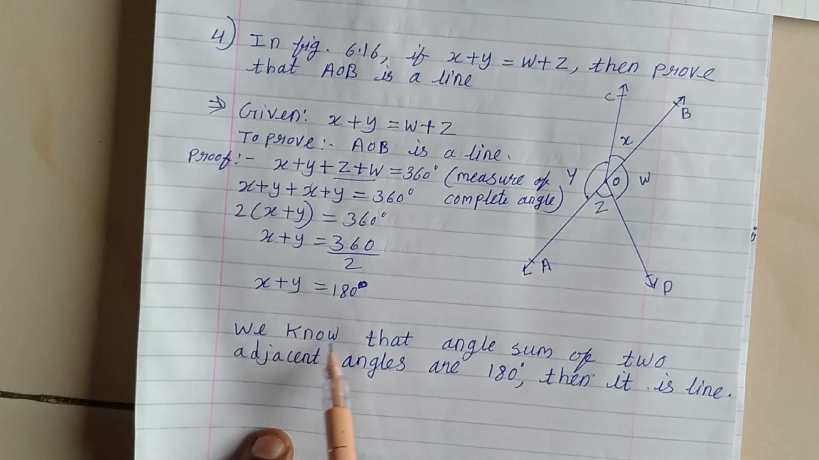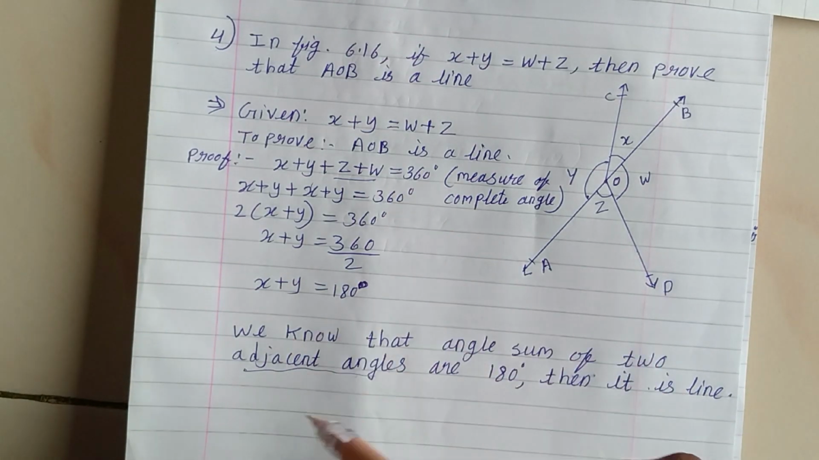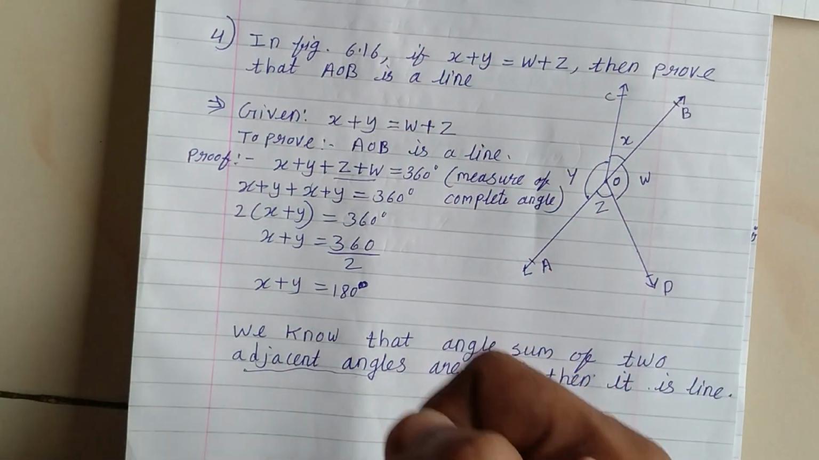So here I have written, we know that if the angle sum of the adjacent angles is 180, then it is a line. That is why you can say hence AOB is a line.